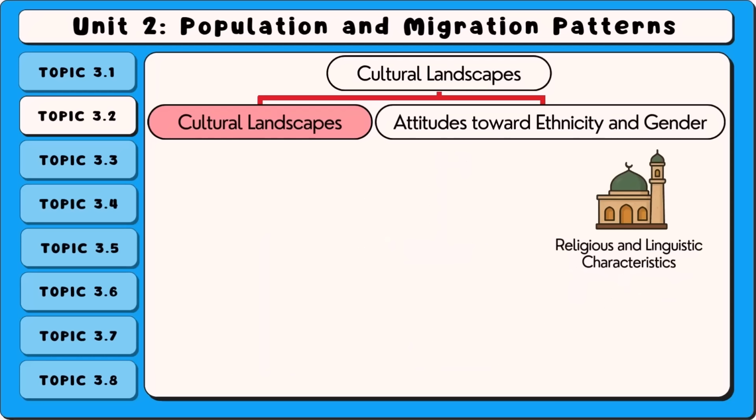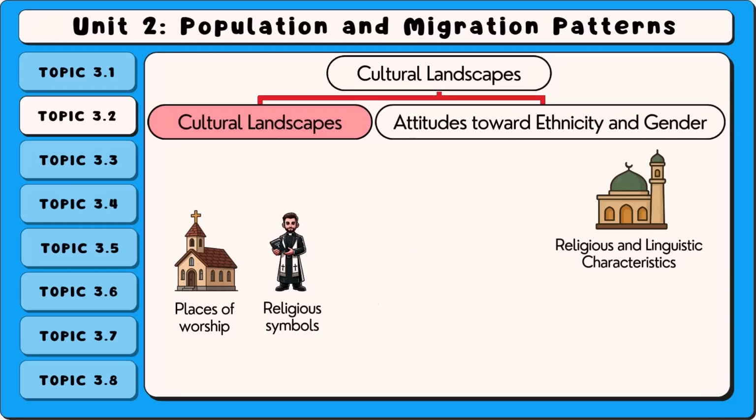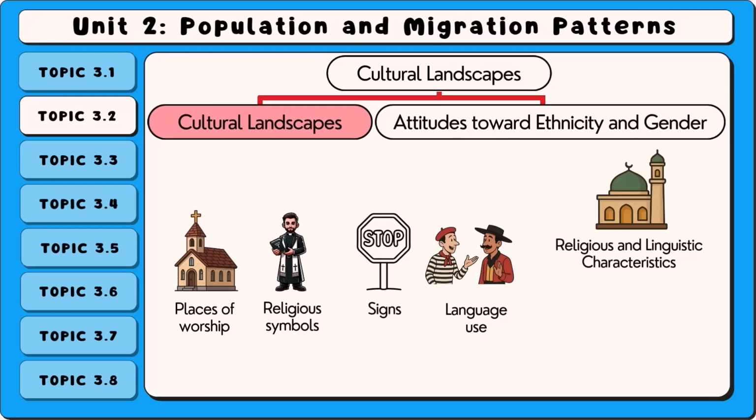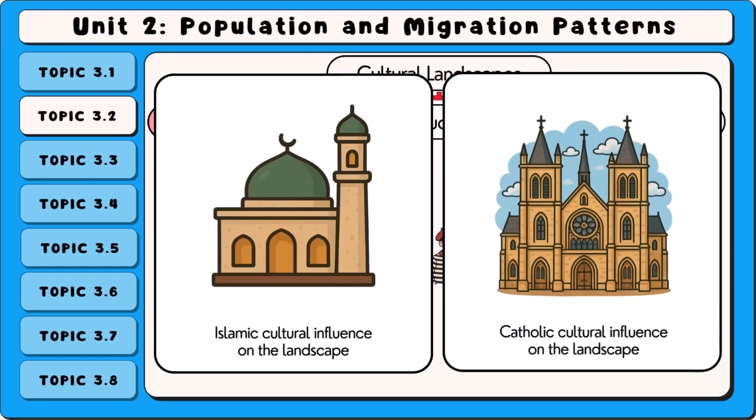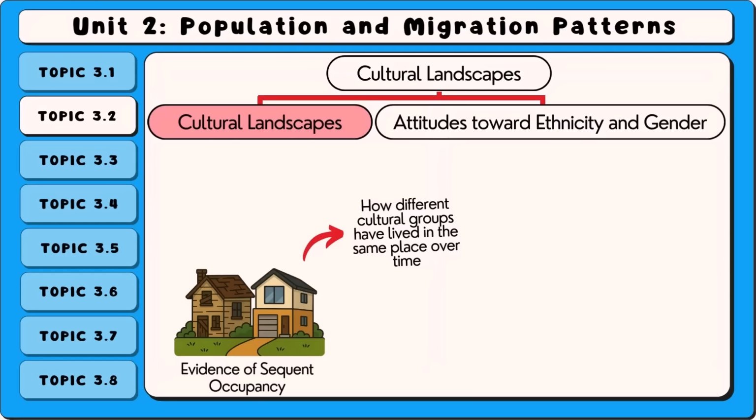Religious and linguistic characteristics shape the landscape through places of worship, religious symbols, signage, and language use in public spaces. A town with mosques, Arabic signs, and halal markets shows different cultural traits than a town with cathedrals, Spanish signs, and Catholic schools.